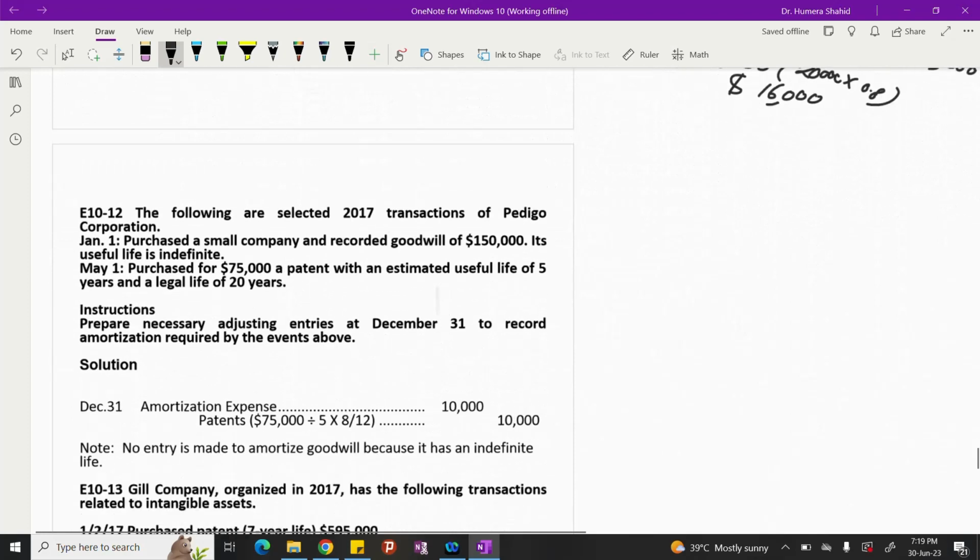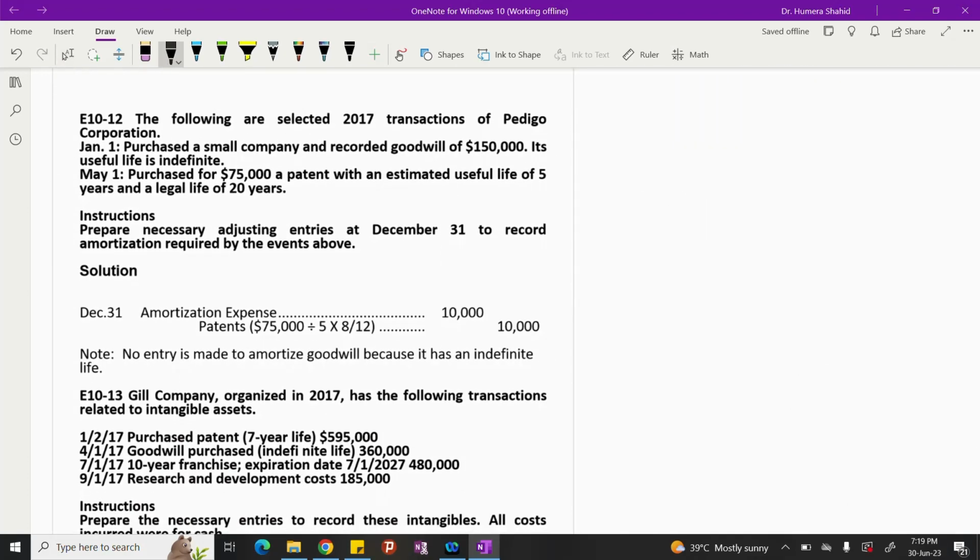Okay. Let's move on to exercise 10-12. The following are selected 2017 transactions for Pettico Corporation. January 1st, purchased a small company. They purchased a business and recorded goodwill of $150,000. Regarding goodwill, we are very clear that we can record goodwill in our books when we purchase an entire business. So yes, here Pettico is purchasing an entire company. Its useful life is indefinite. We also know that goodwill is not amortized, but yes, we value it. We do the evaluation for this, but in this chapter we did not take up this concept. But yes, we talked about amortization, and goodwill is not amortized.